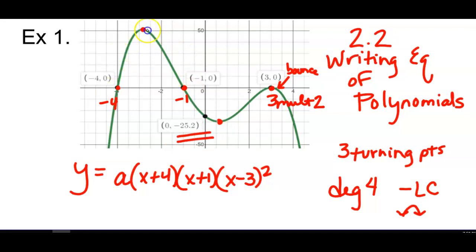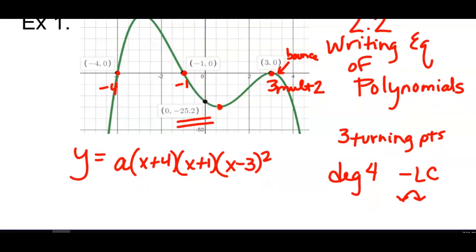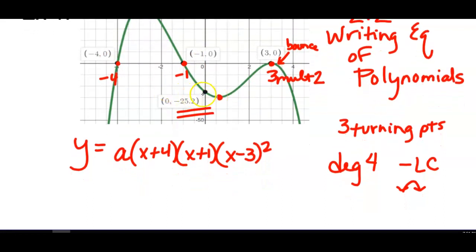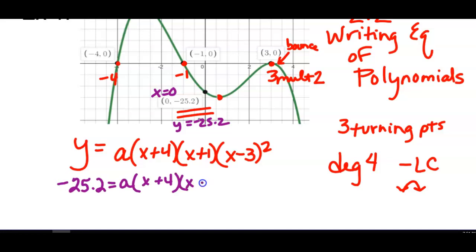And so we're always given one extra ordered pair that we didn't use. And in this case, the extra ordered pair is, we know it goes through this particular point. So we are going to put in x equals 0 and y equals -25.2, and then we'll be able to solve for a. Oh, we're supposed to be putting zeros in for the x.